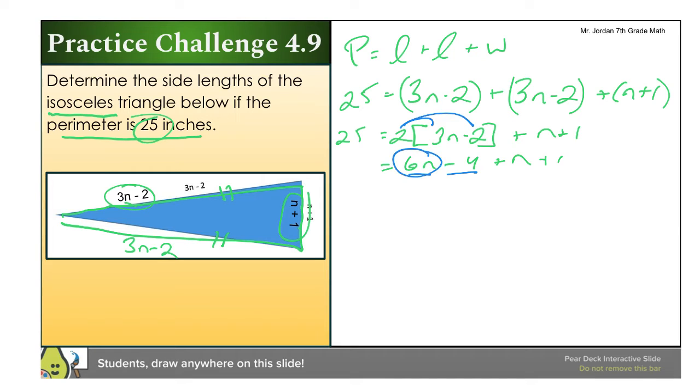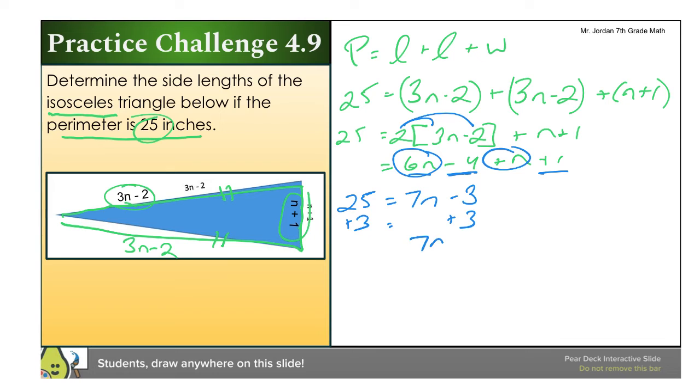Now I have to group the like terms. The n's together, 6n plus n is equal to 7n. Minus 4 and plus 1 is minus 3. And this is equal to 25. Now I need to balance my equation by adding 3 to both sides. That way I can get the n's on one side.